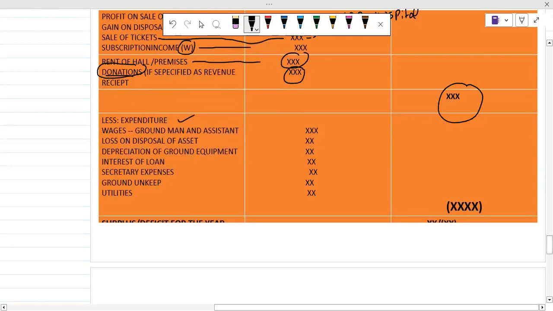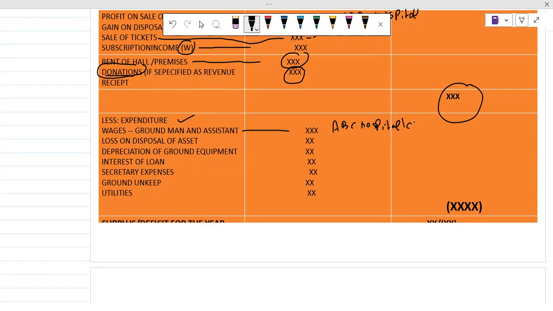After that, we have to deduct expenditure. So what type of expenditure would it be? Wages, groundman, and assistant. Maybe the ABC hospital or club must have some kind of ground or park in their premises, so they have to keep a groundman there. And maybe they have to hire an assistant, like a personal assistant for the treasurer, so they can work smoothly. If they are paying any kind of wages or salary to the groundman, assistant, or any other employee, it would be expenditure for the NPO.